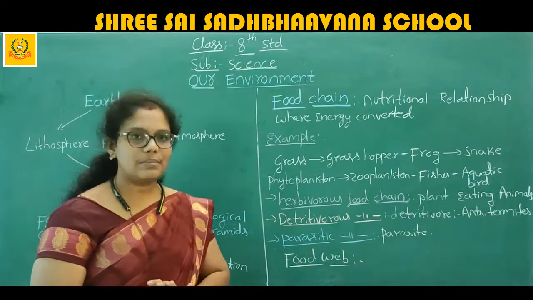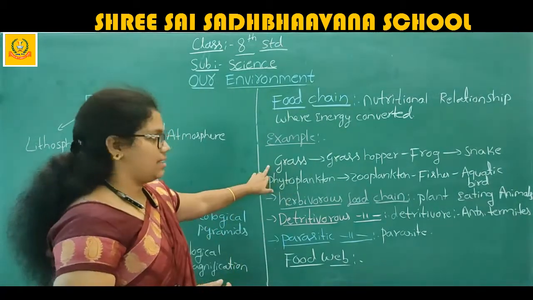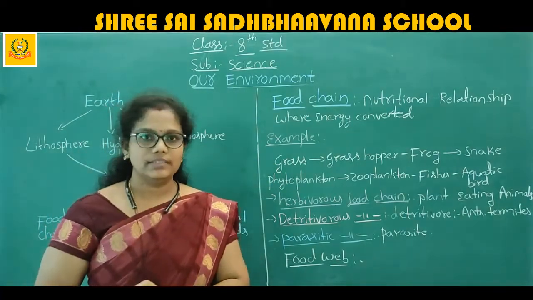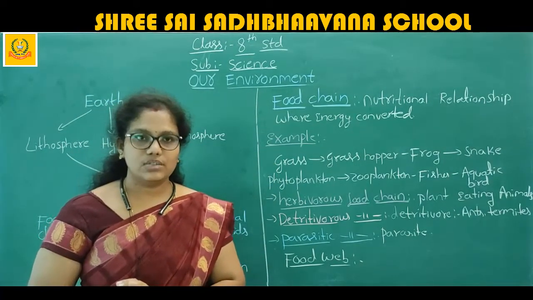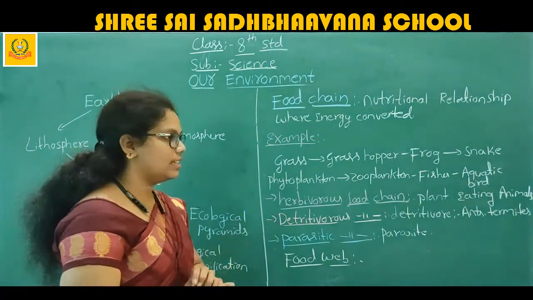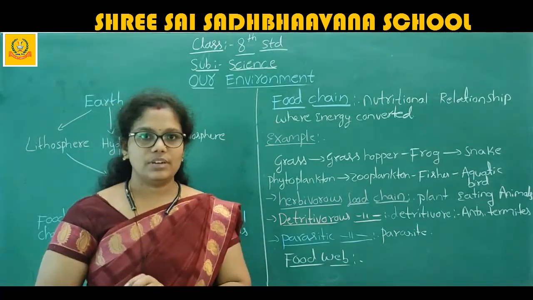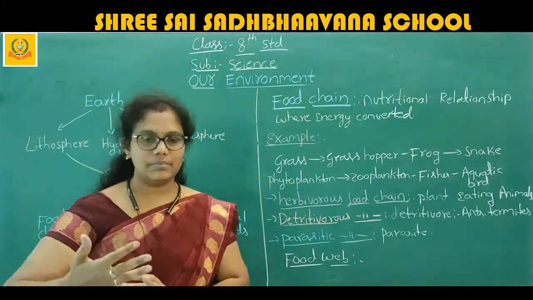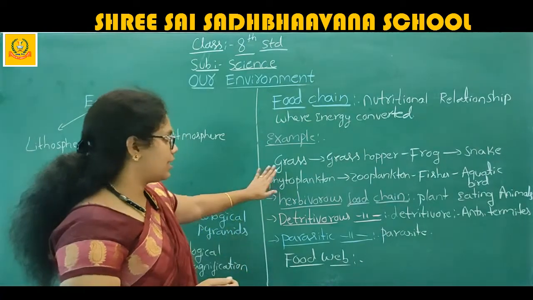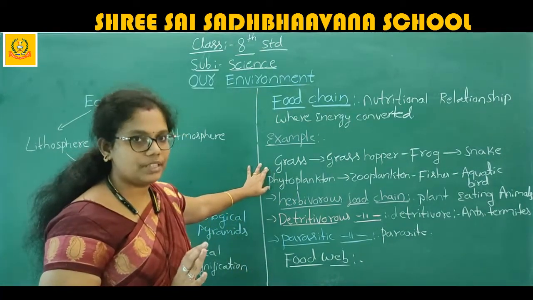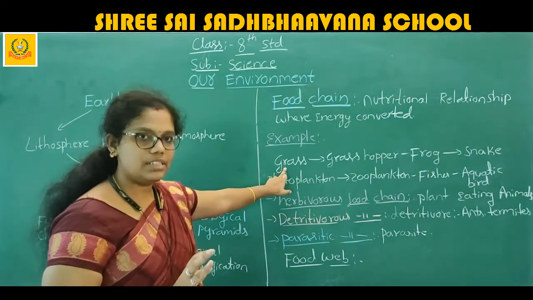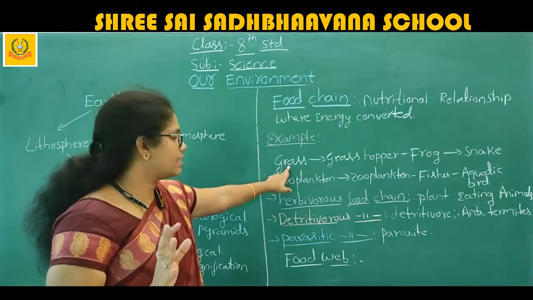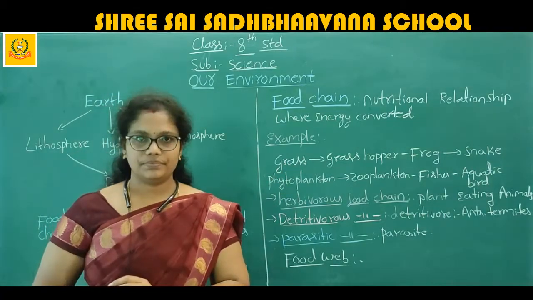If you see the best examples, the grass. The grass we call a primary consumer. What is this primary consumer? The consumer, I already said, consumer, producer. What does primary consumer mean? First, the plant, the grass, is considered the producer. That is, it depends upon its own food. Therefore, the grass is considered the producer.